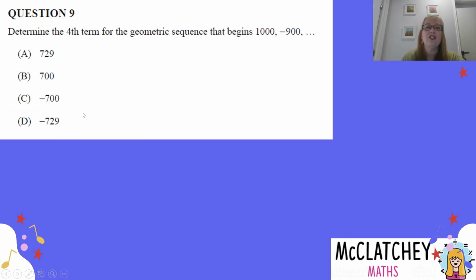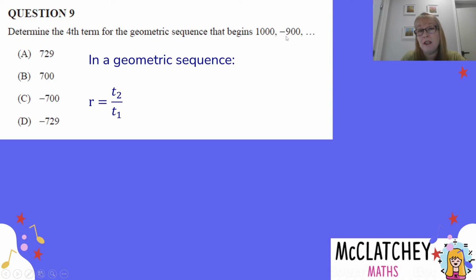Okay, let's look at question 9. And it's another geometric sequence question. Determine the fourth term for the geometric sequence that begins 1,000, negative 900, and so on. Well, we know that in a geometric sequence, the second term divided by the first term gives us the common ratio. And that's what we want to find so we can continue on to the fourth term.